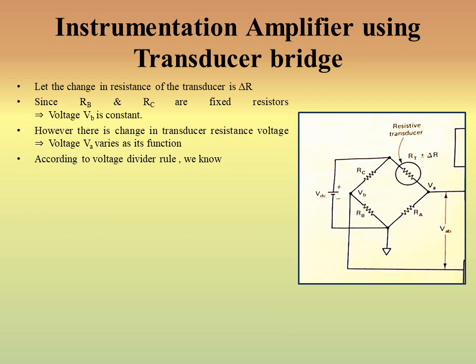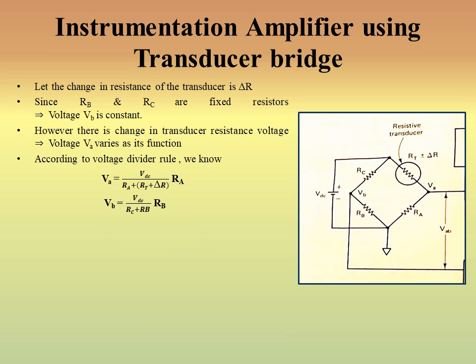Now we have already calculated VA and VB using the voltage divider rule. We'll write it again, but here now what will be changed? Instead of RA plus RT in the denominator for VA, now we will write RA plus RT plus delta R, because now we are including the delta R change in resistance. But VB will remain the same because there is no change in resistance here.